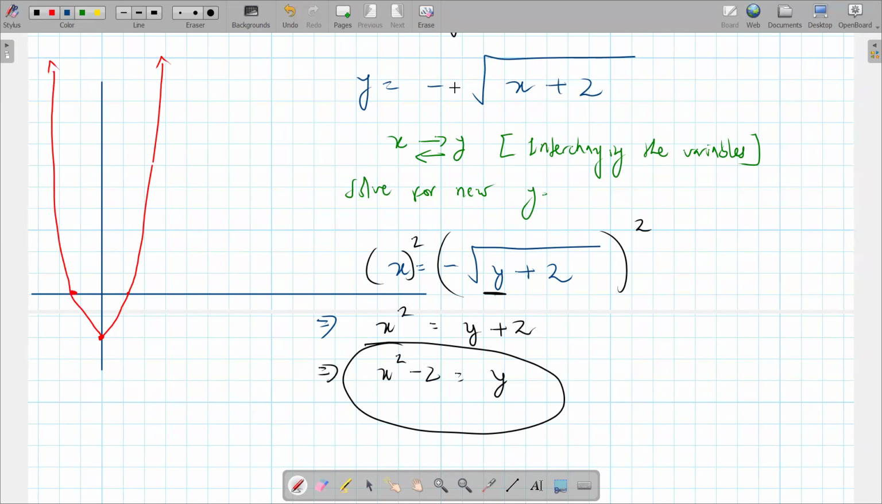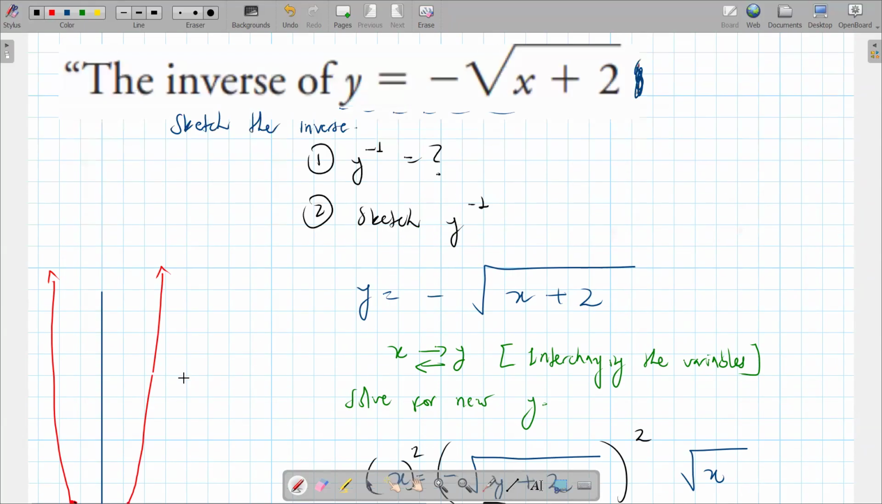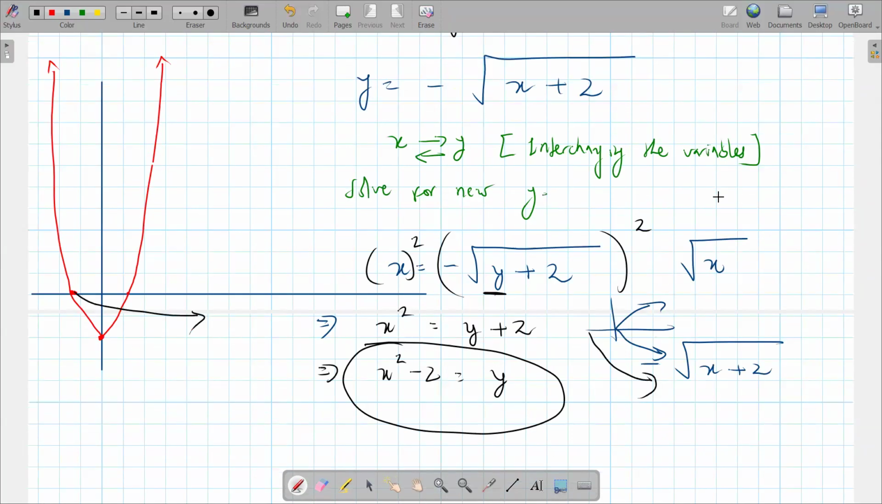What we can do is we can also sketch this. So this one is negative root of x plus 2. So root x looks like this. It flips upside down because of the minus sign, and then it goes 2 units to the left. So it kind of looks like this. So that's the square root function. And we have both of them on the same plane. That's how you sketch the inverse of a function. Did that make sense? Mm-hmm.